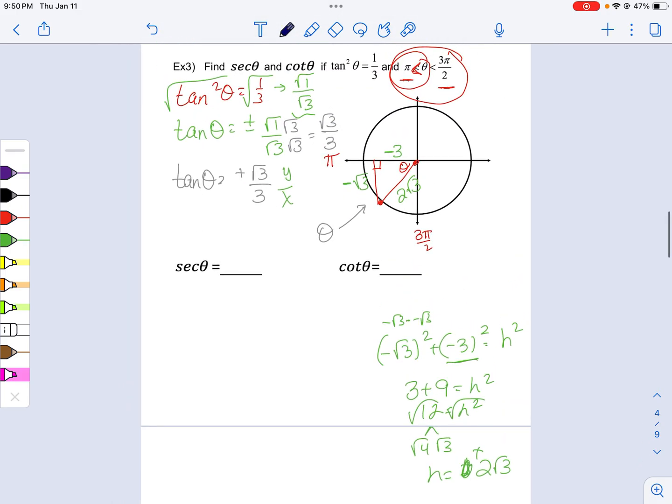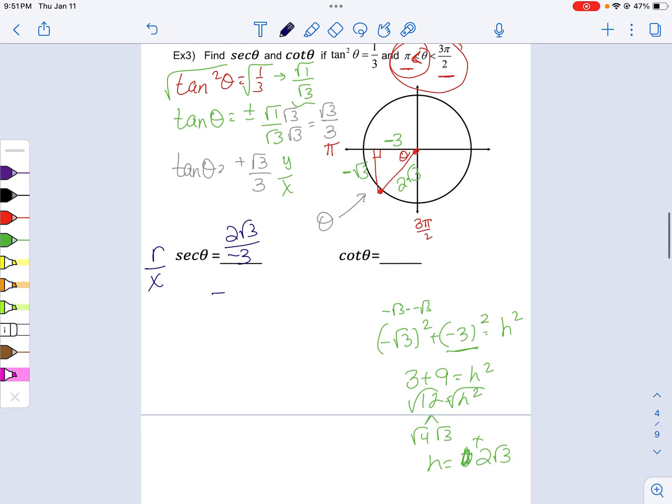All right, so we only need to find two different pieces here. I need to find the secant. Secant is r over x, right? It's the reciprocal of cosine. So my radius is 2 root 3. My x value is negative 3. Well, the nice thing here is there's nothing to reduce. I don't personally like the negative in the bottom, so I'm going to rewrite it as negative 2 root 3 over 3. You absolutely could have left it like the top.